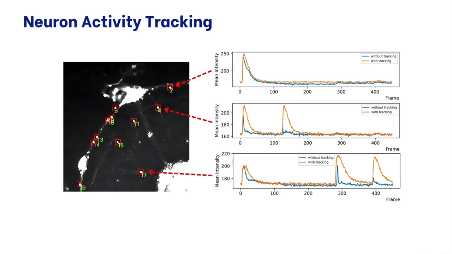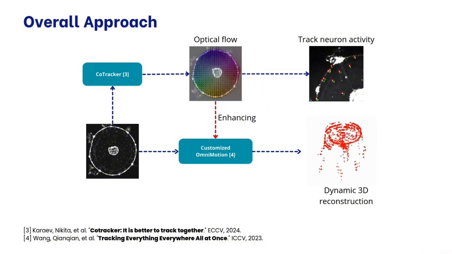However, there is an additional challenge. Neurons can sometimes go out of focus and then reappear due to depth changes, making it difficult for the tracking algorithm to identify the same neuron when it returns. To address this issue, we are working on reconstructing the jellyfish in 3D. This will not only help us track neuron activity more accurately, but also enhance our understanding of the jellyfish behaviors in three-dimensional space. As we mentioned earlier, we must track the neurons to observe their activation patterns.